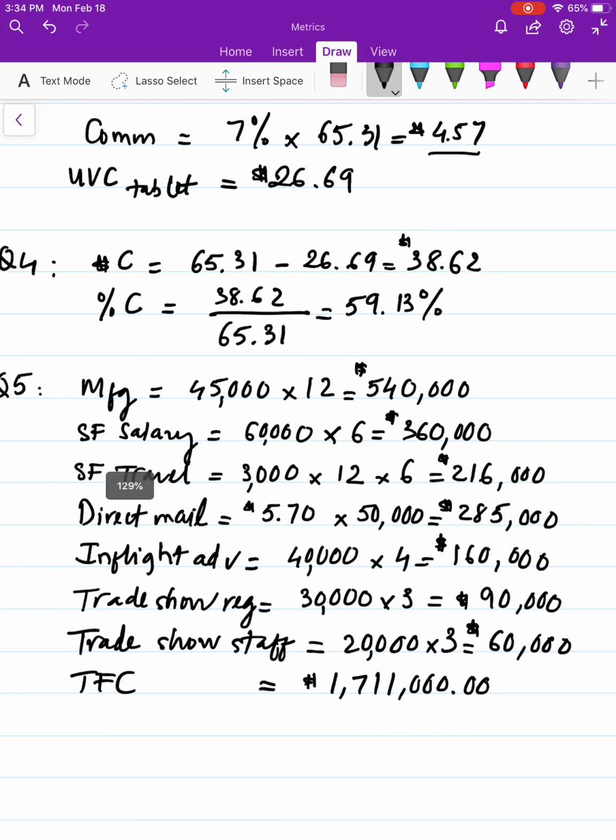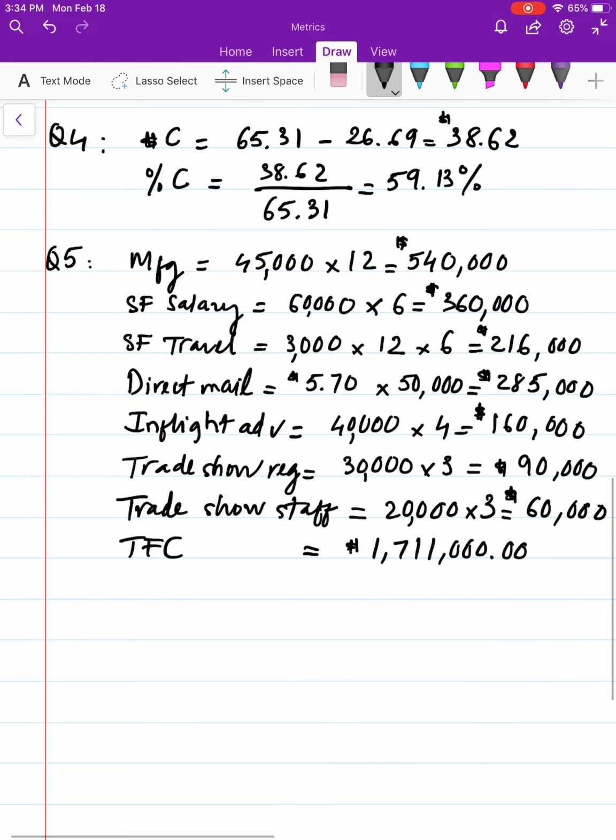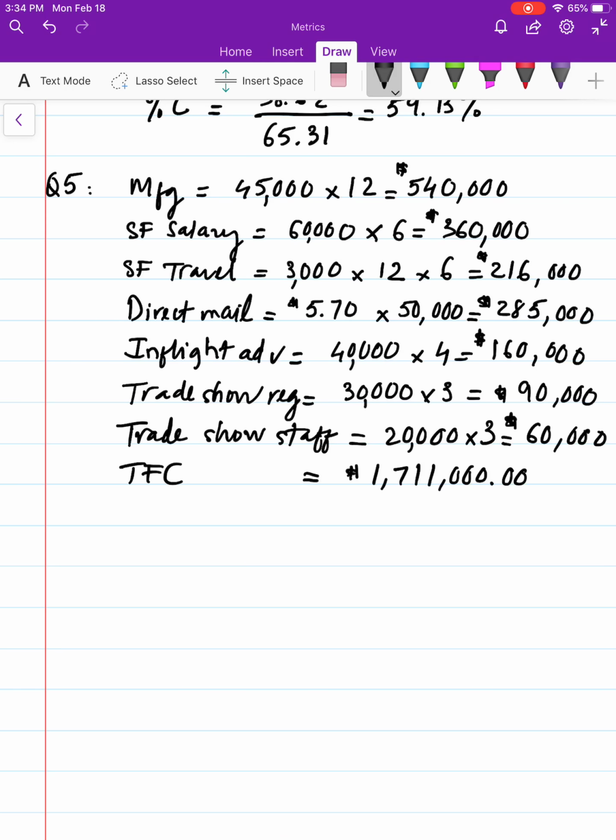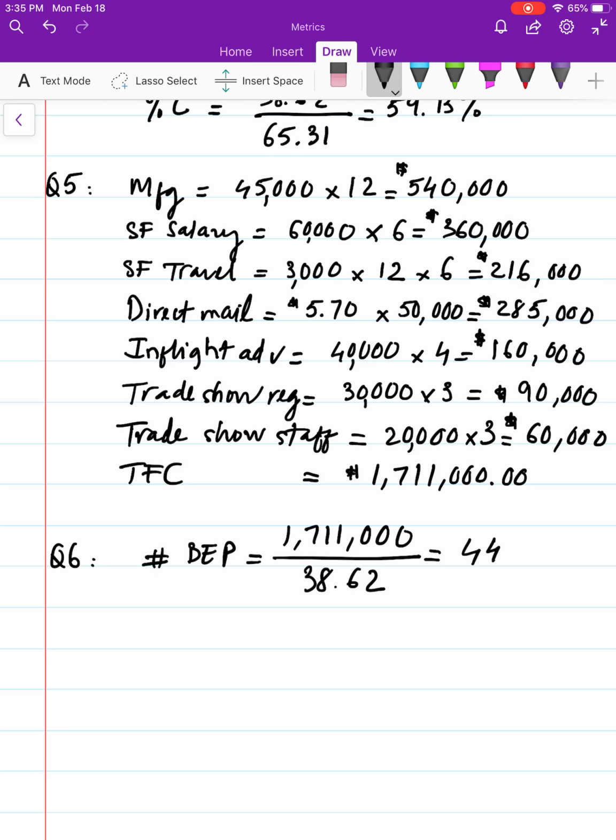Okay, now that we have the total fixed cost, we are going to go ahead and figure out the unit break-even point. Equal to the total fixed cost divided by the dollar contribution, and we are going to round it up to an even number, which is 44,304 units.